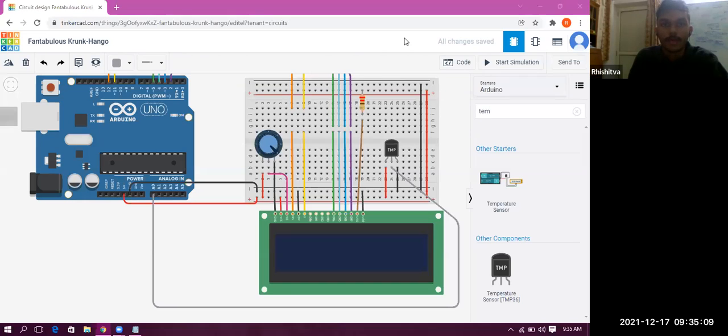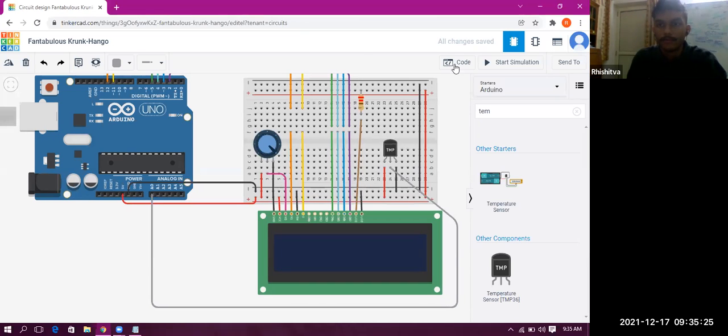So you can just put a yes in the chat box if you have made the circuit. Okay, yes is there. Great. So now we'll move on to the coding part.